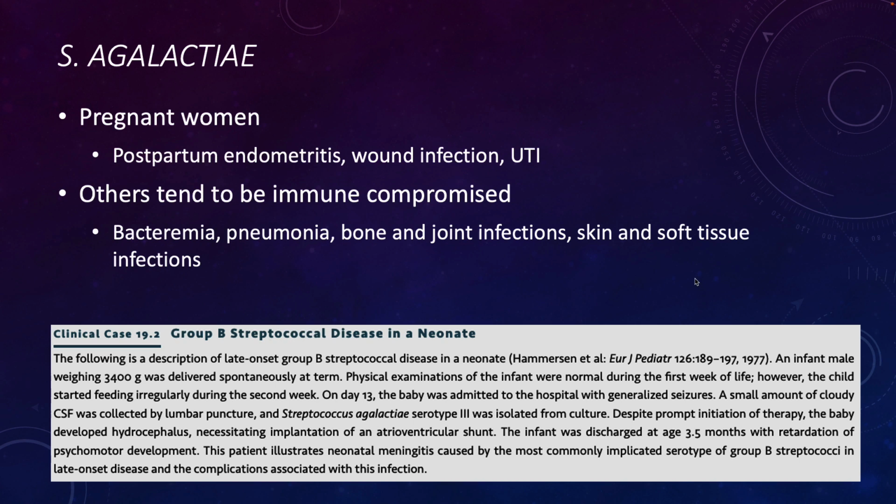The infant was discharged at age 3.5 months. So this baby was admitted to the hospital at almost 2 weeks old. So spent 3 months in the hospital basically with retardation of psychomotor development. So it caused brain damage. This patient illustrates neonatal meningitis caused by the most commonly implicated serotype of group B streptococcus in late onset disease and the complications associated with the infection. So again, if you become pregnant and are diagnosed as group B strep positive, it's not that big of a deal. You don't have to worry. Just take the antibiotics that are prescribed for you.